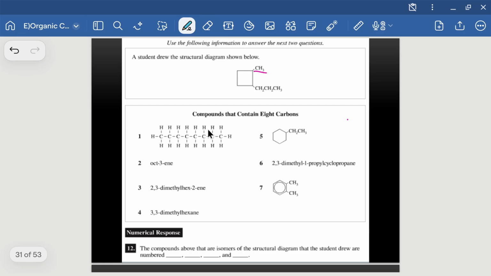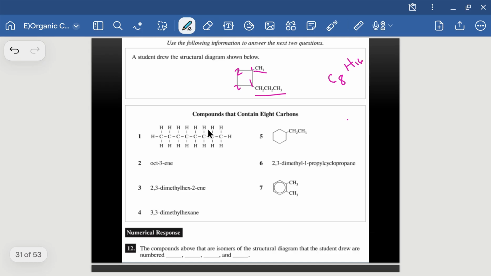We'll count. So we have 4 in the ring, and then 5 from the methyl group, then 6, 7, 8 from the ethyl group. So we're looking for C8. So I would start with that first, all the ones with 8. And then you're looking for the same number of hydrogens. So counting your hydrogens, you have 3, 4, 5, 6, 7 from the ethyl group, and so on. You have 1 here, 2 here, 2 here. So 7, 8, 9, 10, 11, 12, 13, 14, 15, 16. So you're looking for a C8H16.